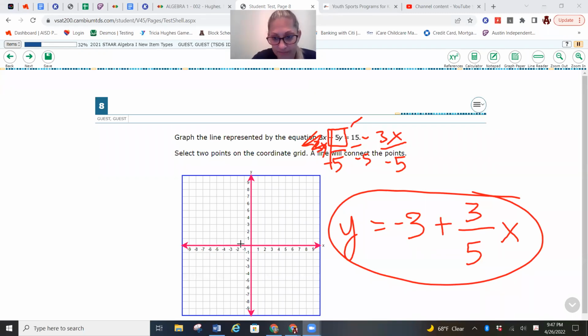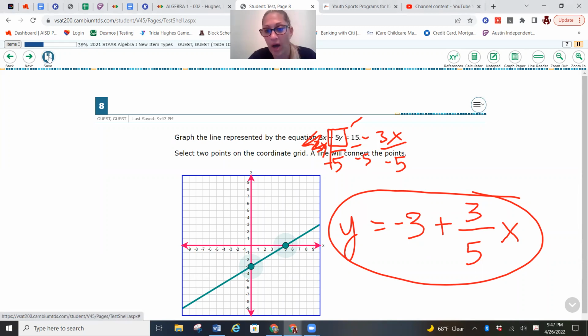What I'm going to do is put my very first dot on negative 3, because that's my y-intercept. And then my next dot will be up 3 spaces over 5. That's my equation. Save. So I solved the equation for y. Then I graphed the y-intercept, and then I went up 3 over 5 to find the slope.